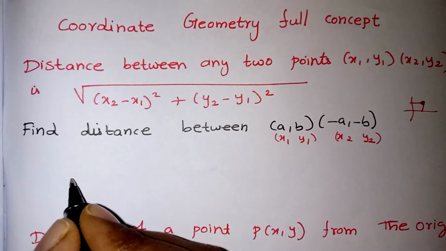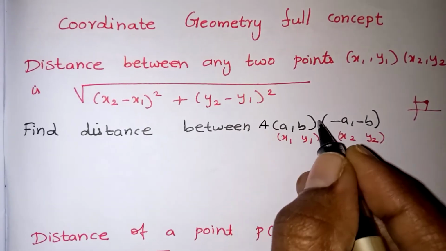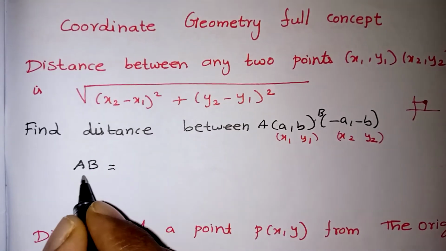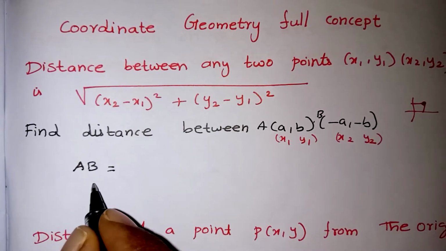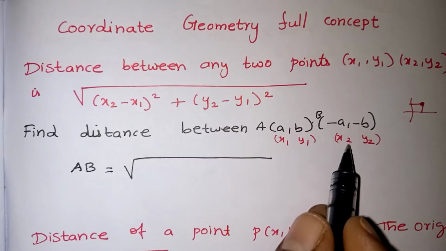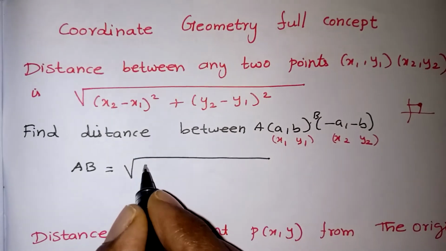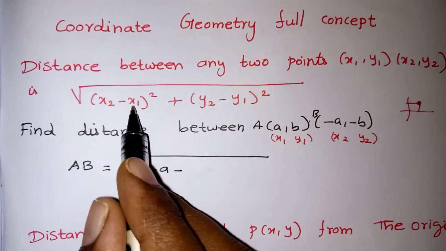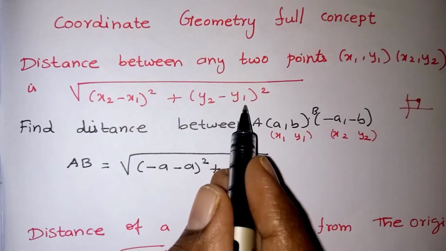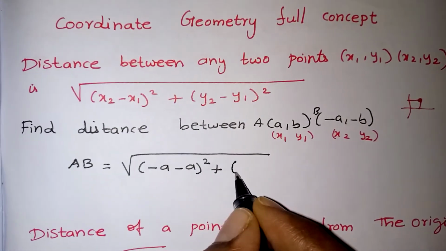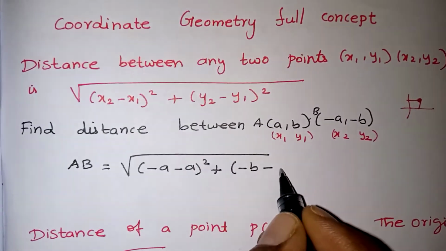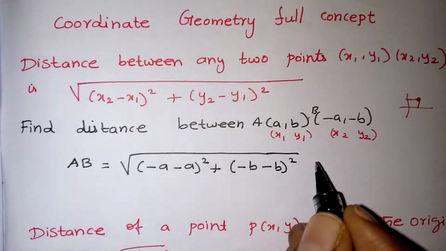Now, suppose one point is given as A, the next point is given as B, then the distance between the points A and B will be written as AB. Root of x2 minus x1, here x2 is minus A, minus x1, x1 is A, the whole square, plus y2 minus y1, y2 is minus B, so minus B minus y1, y1 is also B, the whole square. The root should be extended up to here.